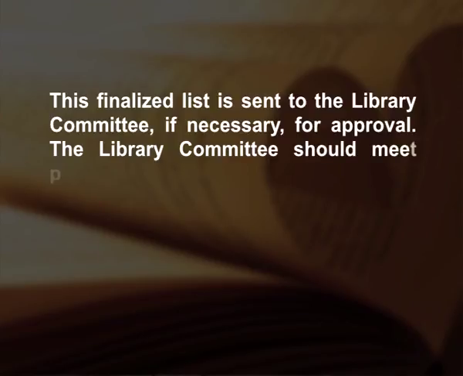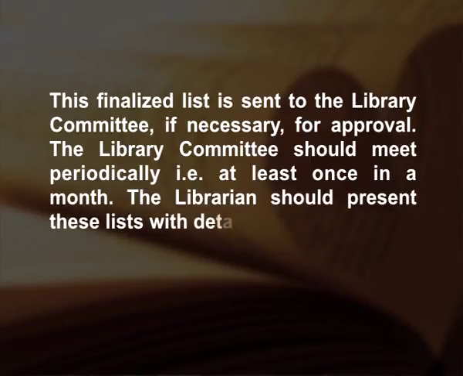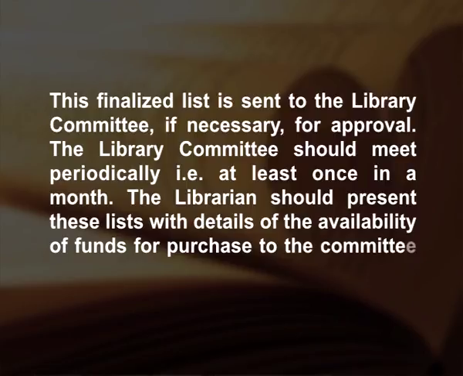The library committee should meet periodically, that is, at least once in a month. The librarian should present this list with the details of availability of funds for the purchase to the committee for their approval. In the case of academic libraries and special libraries, recommendations by a competent authority can be processed by checking for duplication and straightaway orders can be made.